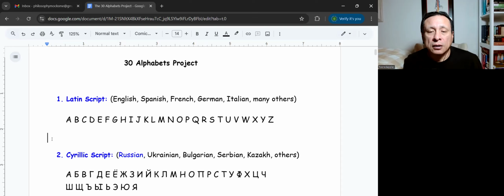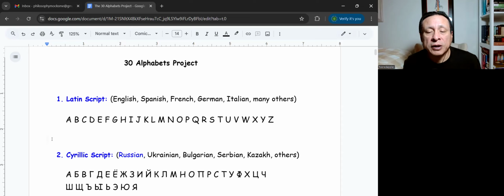This list here was generated with ChatGPT, just asking it what are the most widely used alphabets in the world. There are a couple of omissions. I took out a couple of languages because they're not going to fit into this project, and I'll talk about them as I go down the list. I just want to show you what these alphabets look like. Okay, so the most widely used alphabet is the Latin script.